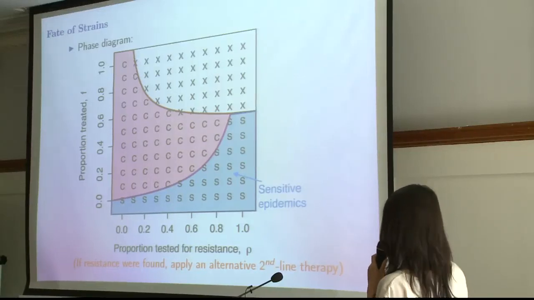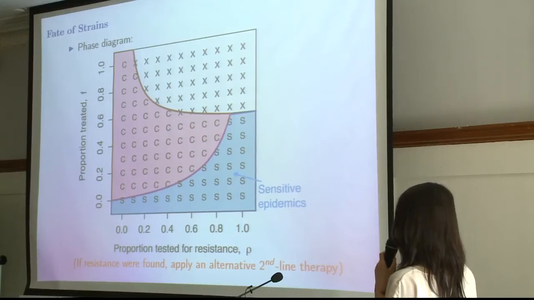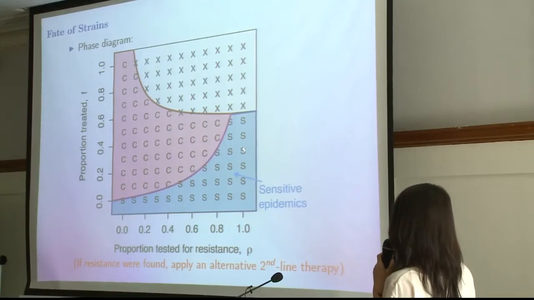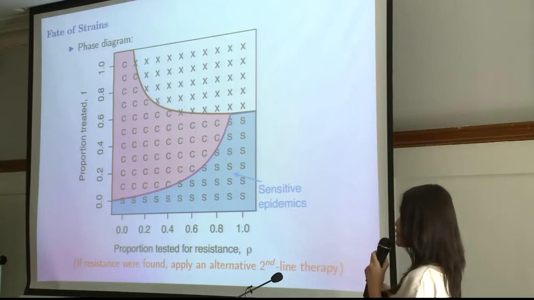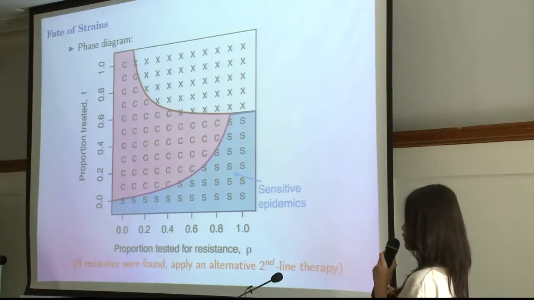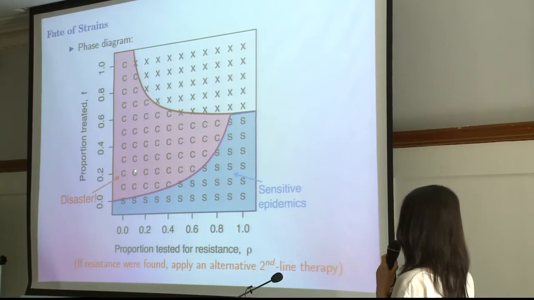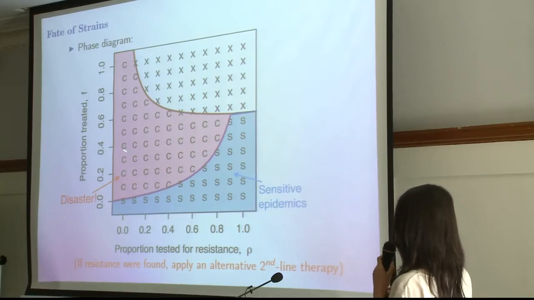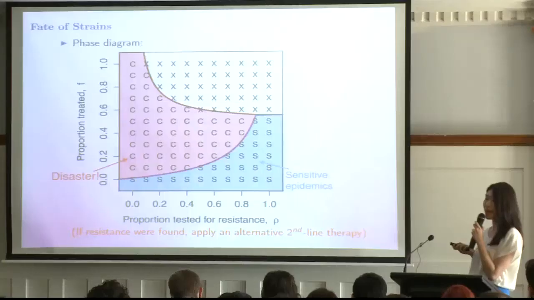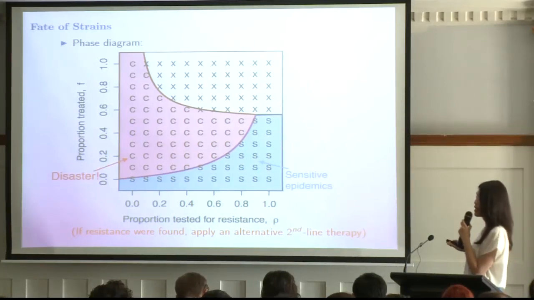In the blue region, we end up with sensitive epidemics in the population, and that's when a relatively low proportion of the infected individuals are treated and a fair proportion of them are being tested for resistance. And if we treat more patients but do not test them enough, we may enter this red zone where compensated resistant pathogen reaches fixation in the population at equilibrium.